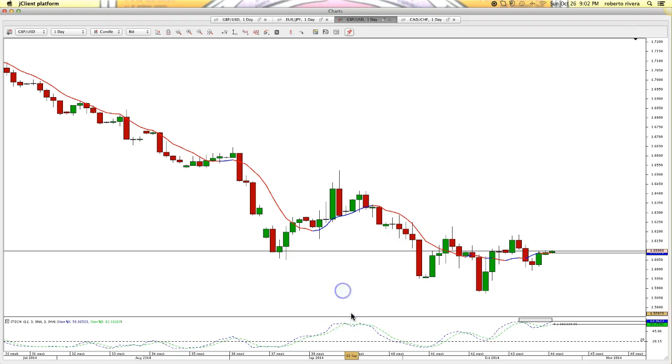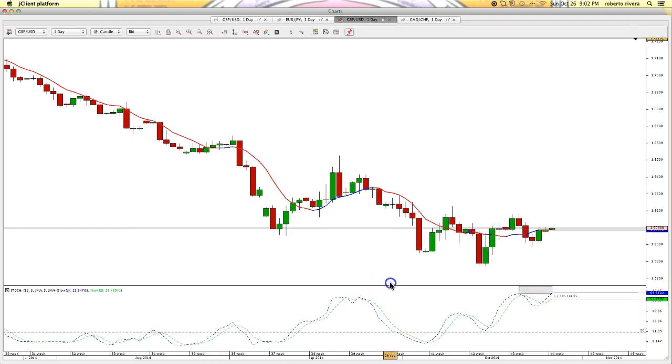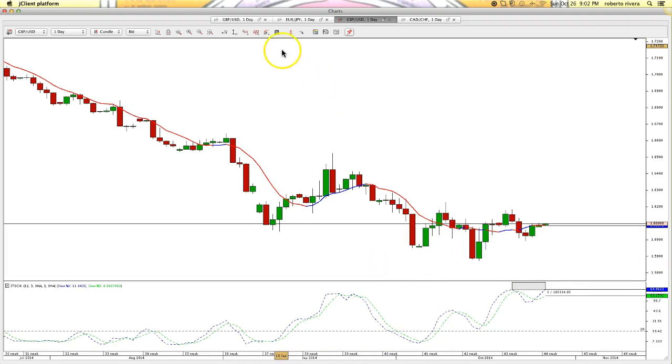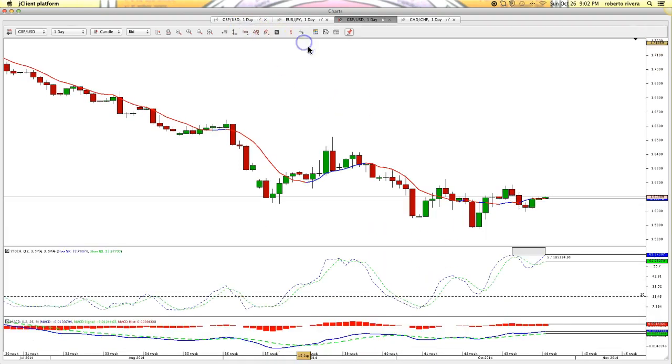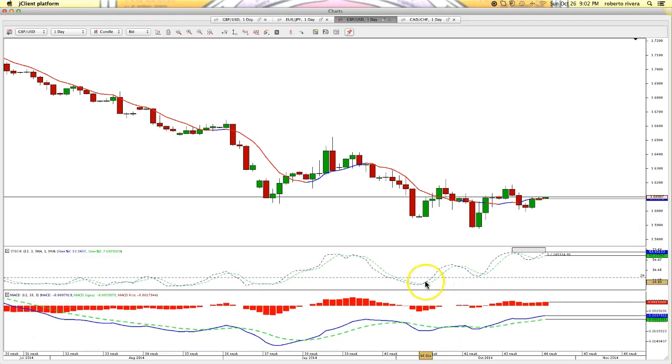Good. We have another divergence setup on pound dollar. And with this one, I was using the stochastics indicator. Let me pull up MACD also so we can use both. Okay. So again, wave patterns, we connect the wave patterns.